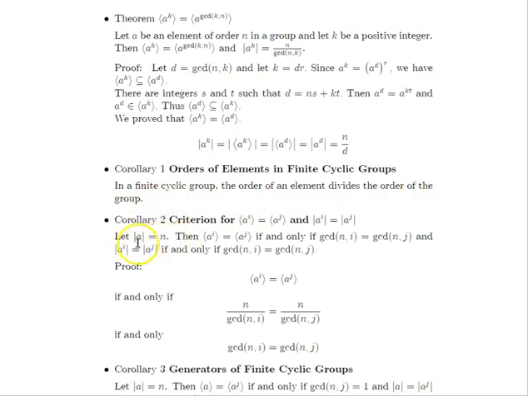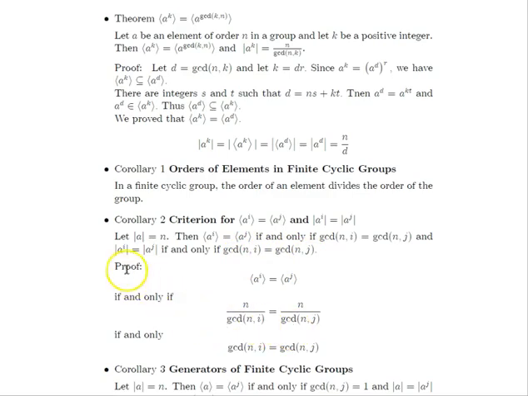Corollary 2: let a be an element of order n, then the group generated by a to the i is equal to the group generated by a to the j if and only if the GCD of n and i is equal to the GCD of n and j. Here i and j are some integers. And the order of a to the i is equal to the order of a to the j if and only if these greatest common divisors are equal.